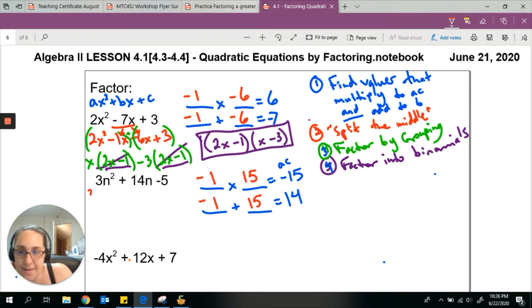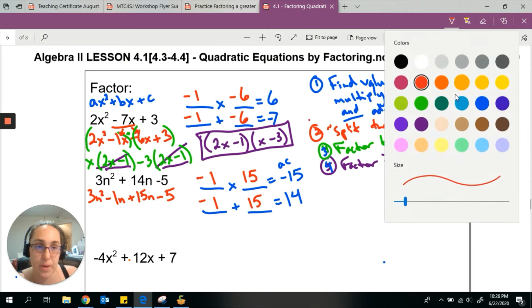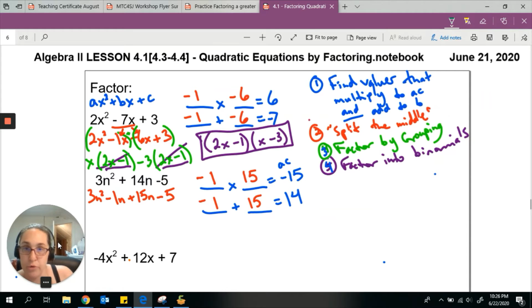Then our second step, again, we're rewriting our quadratic, but we're splitting the middle term, the linear term, into two linear terms. So we're splitting 14n into negative 1n and positive 15n. All right, so there's our second step. Now our third step is factoring by grouping. So we're going to group this polynomial into two kind of binomials here.